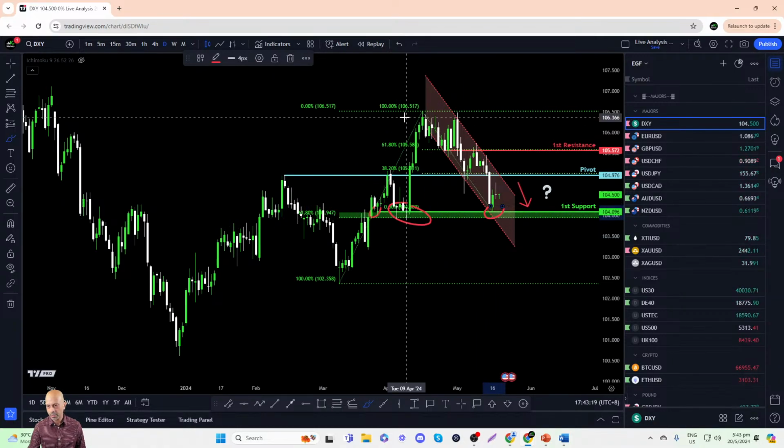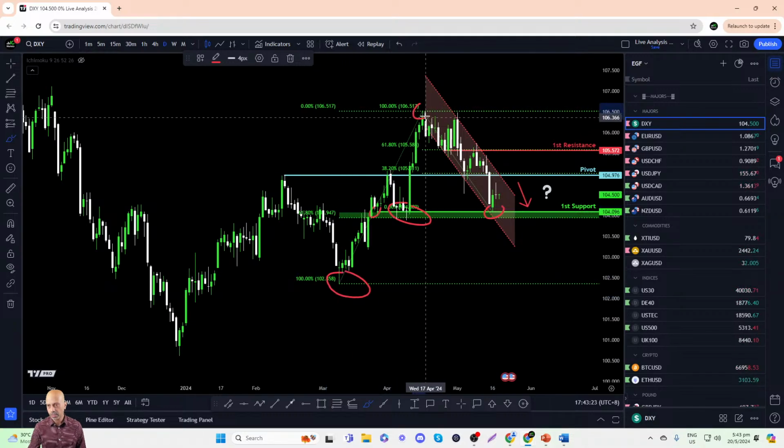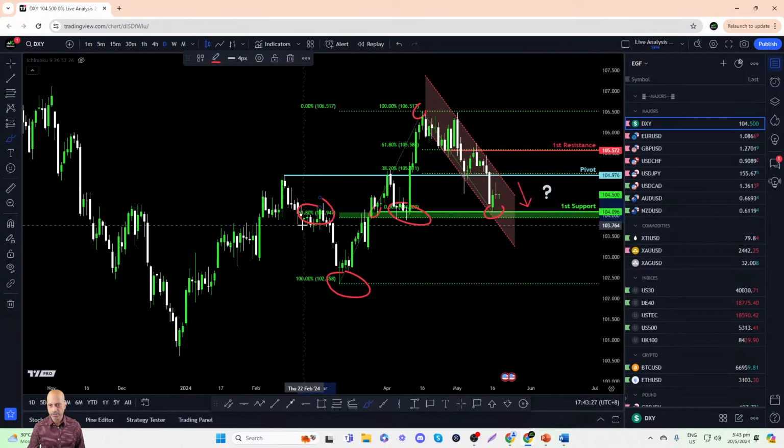And at the same time, when we run a Fibonacci retracement starting from this swing low here on the 8th of March going up to the swing high here on the 16th of April, we can see that there's a presence of a 61.8% Fibonacci retracement at this level as well. Right, so it's going to take quite a lot of intense selling pressure for the dollar index to break through this level, right?